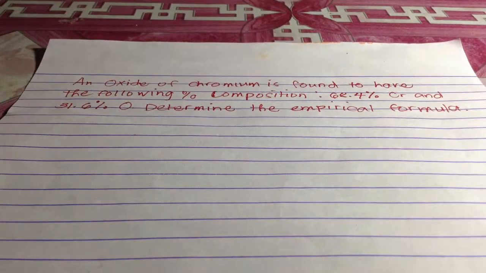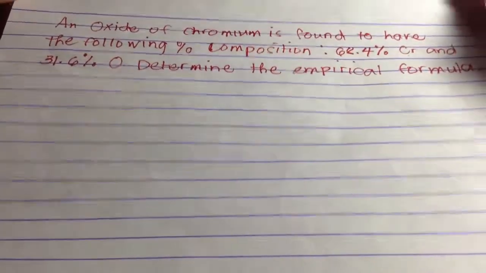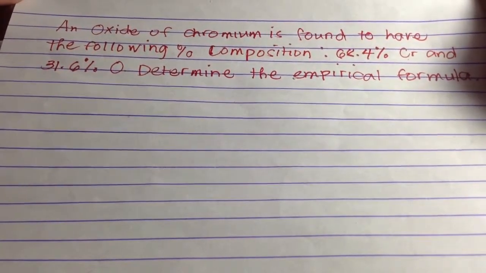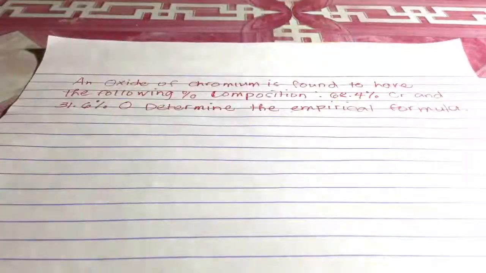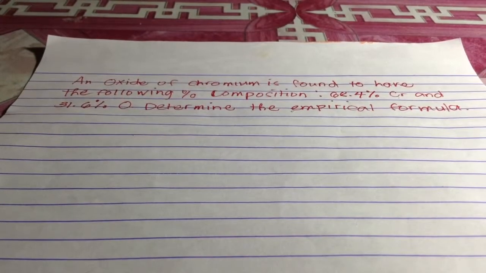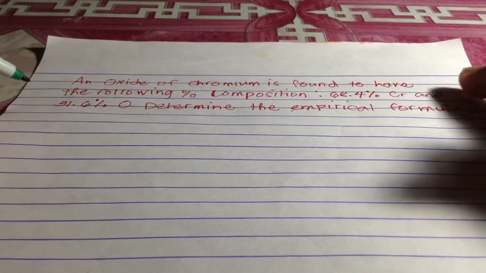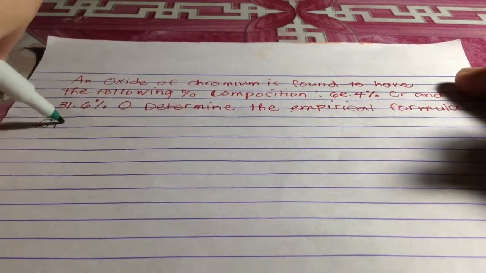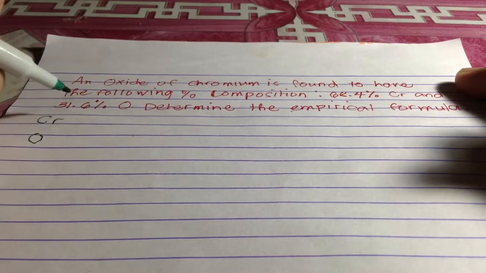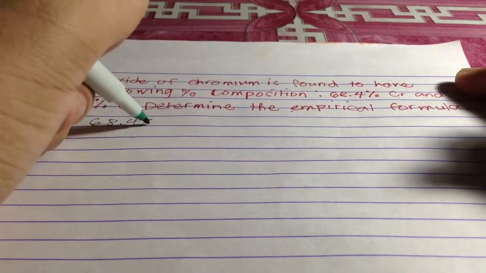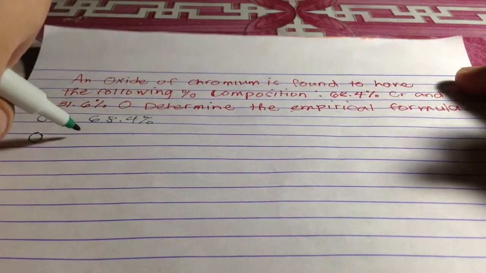So the problem is an oxide of chromium is found to have the following percent composition: 68.4% of chromium and 31.6% of oxygen. Determine the empirical formula. So what you're gonna do is first write everything that is necessary. So I'm going to write Cr and O.